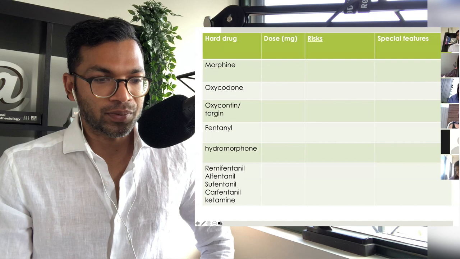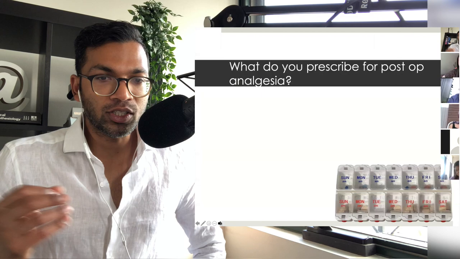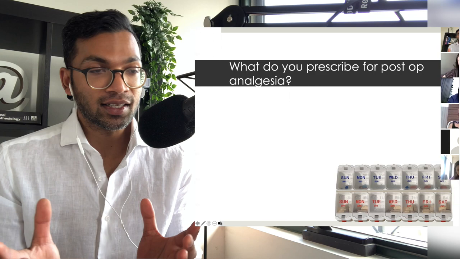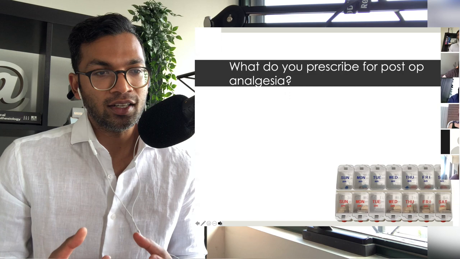So now I want you guys to write this down. So again, just have these formulas. What do you prescribe for post-op analgesia for that inguinal hernia patient? Think about it. It's just a small incision, let's say about 10 centimeters, 15 centimeters max, maybe even less. And a lot of the time you can think about how much analgesia you need by the tissue damage and the invasiveness, I guess, of the surgery itself.